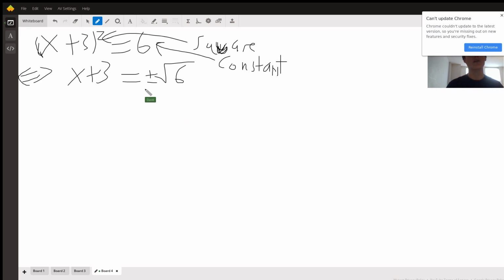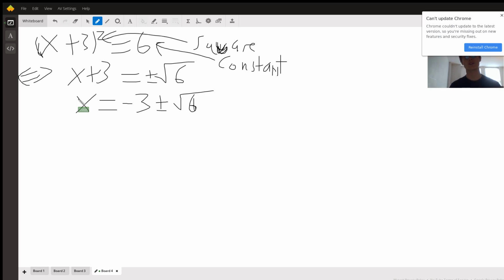But what this is now is a linear equation, where a linear equation is an equation that involves x and involves numbers, but no x squared, no 1 over x, nothing like that. It just has x's multiplied by numbers and added to numbers. This is something we know how to solve from pre-algebra. We solve it by subtracting 3 from both sides. X plus 3 is plus or minus root 6 if and only if x equals minus 3 plus or minus root 6.